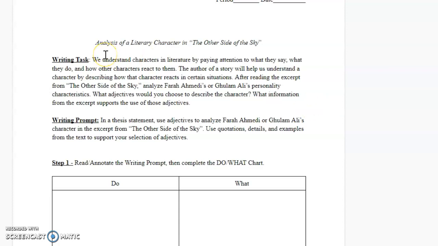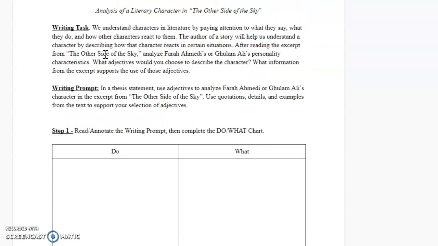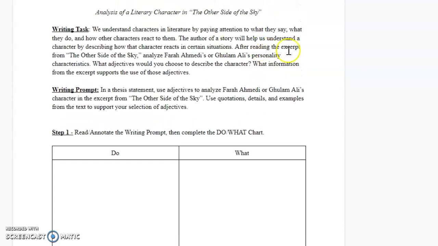Okay, so let's go over this. We're going to go over part 1, and my next video tomorrow I will go over part 2 because it's a lot. So writing task. Okay, we understand characters in literature by paying attention to what they say, what they do, and how other characters react to them. The author of a story will help us understand a character by describing how that character reacts in certain situations. After reading the excerpt from The Other Side of the Sky, I want you to analyze Farah Ahmadi or Ghulam Ali's personality characteristics.